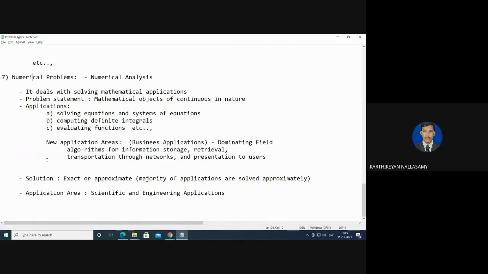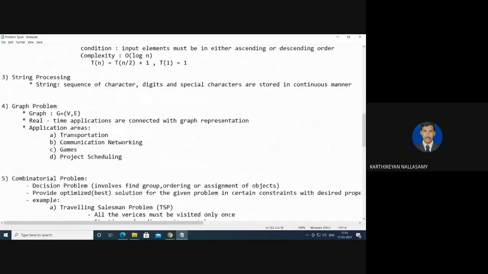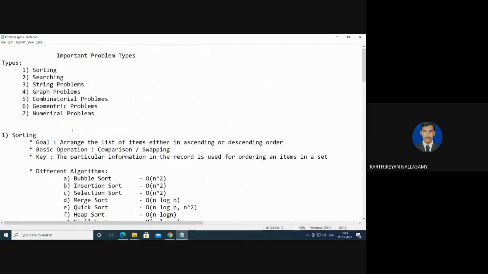So these are the different kinds of numerical applications. These are the important problem areas we need to concentrate on in the computer science field. I will repeat once again. One is sorting, searching, string-related problems, and graph representation problems. The next one is the combinatorial problem, which is solving a problem with certain constraints. The geometrical problem we solve by dealing with objects, and the numerical problem is for dealing with numerical values. These are the different kinds of problem areas that we can solve with the help of computers. Thank you.